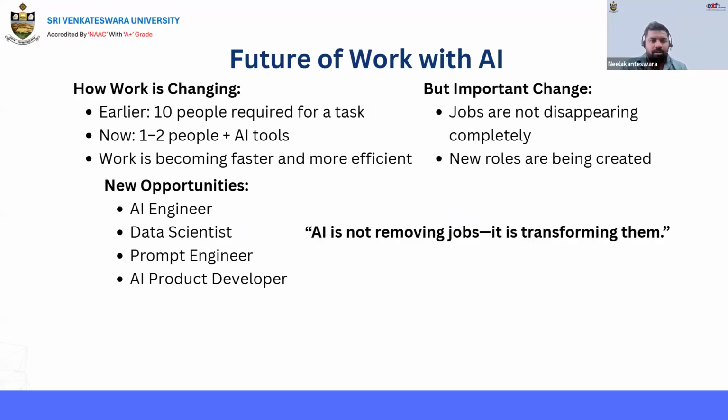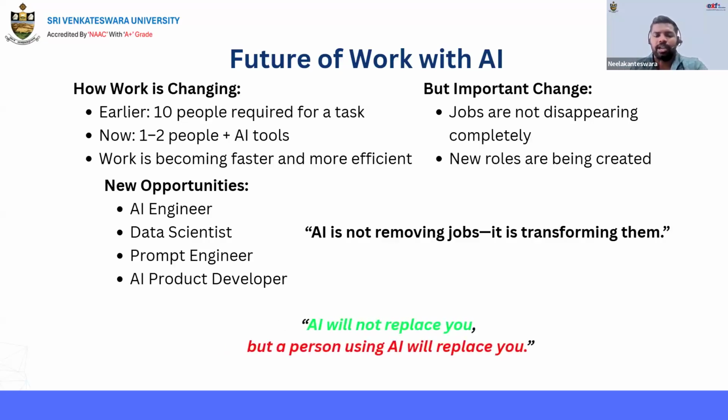We need to transform ourselves. If you can't update and transform yourself, then this AI will shut down your future. That means AI will not replace you, but a person using AI will replace you. That is the thing. So you need to update yourself and transform yourself. Without updating or adapting according to the trend, you can't survive in the future or survive in society.